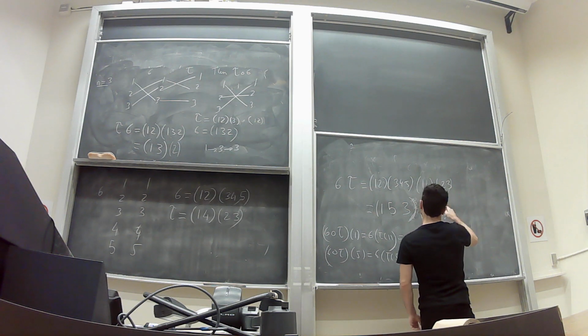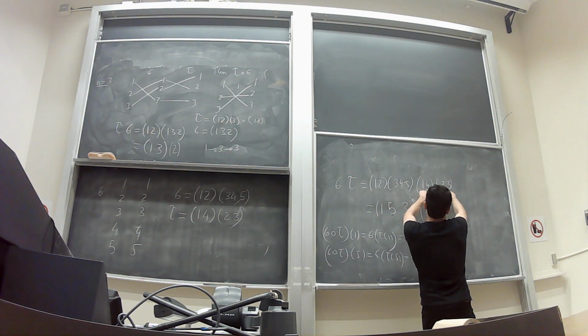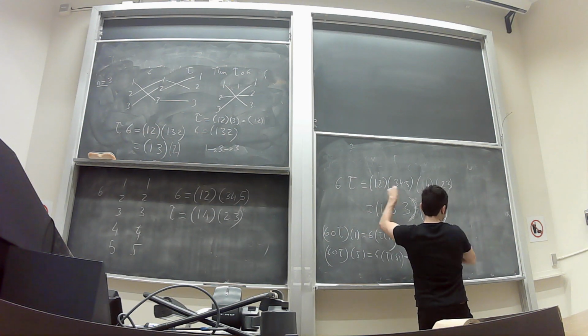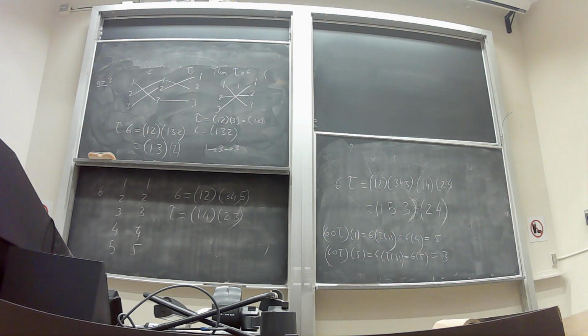But before, let me check. 4, what happens to 4 here? Goes to itself. So 4, 4. 4 goes to 1. 1 goes to itself. Is it clear now? Is it more clear?